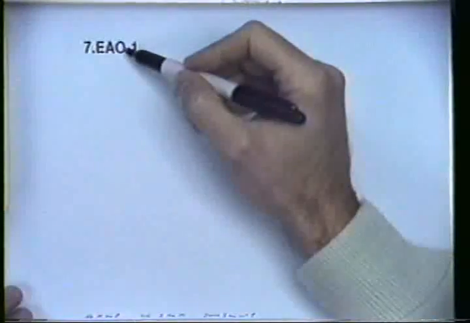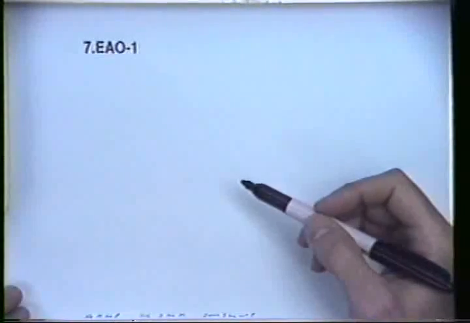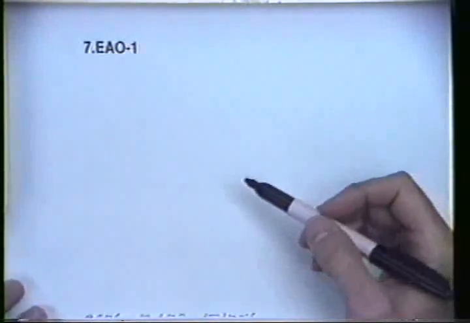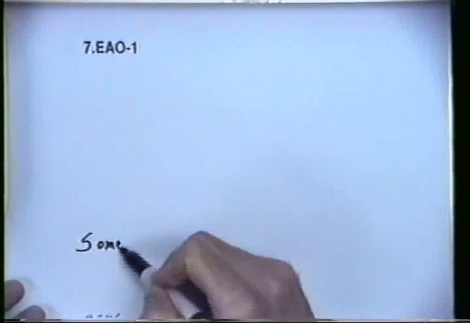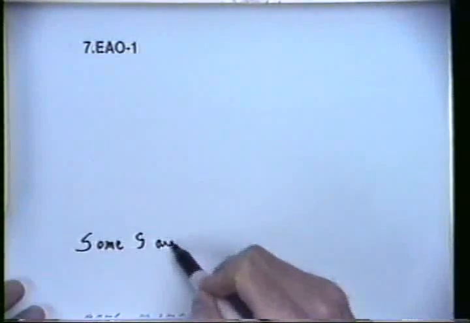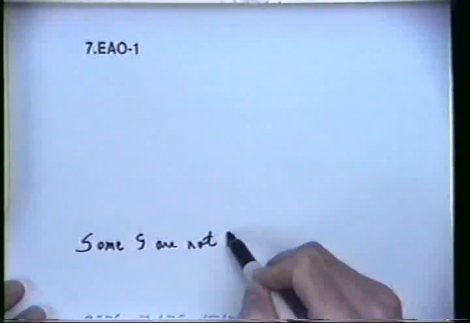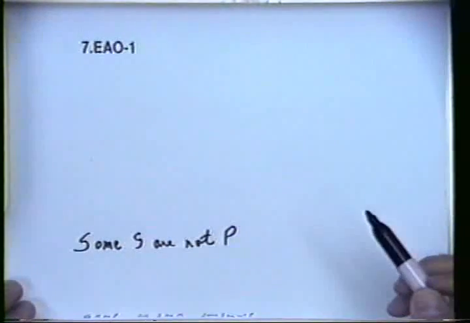Okay, let's do another one. EAO1. Well, we begin again with the conclusion. The conclusion is an O sentence. That is a some S are not P sentence. And remember, we're using S and P as the minor and major terms. So some S are not P is our conclusion.